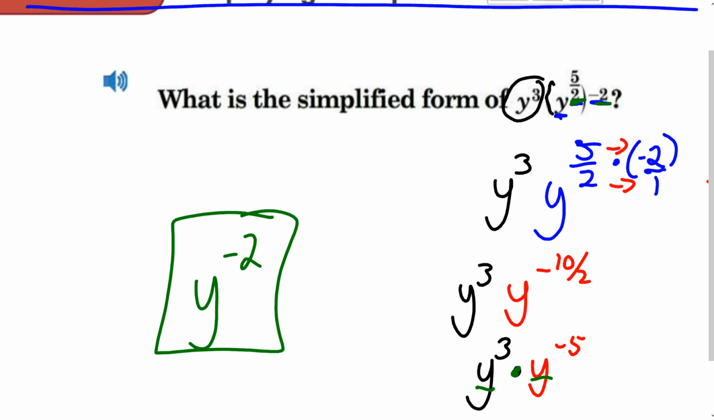So powers to powers, we multiply, but when we multiply by the same base, we add. Okay, so try to remember the difference there.